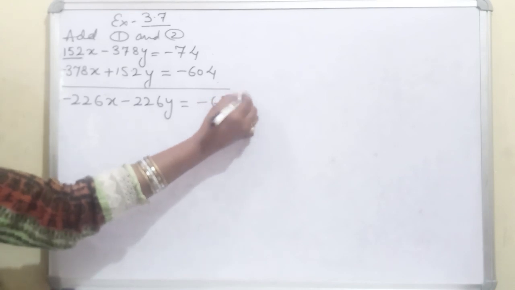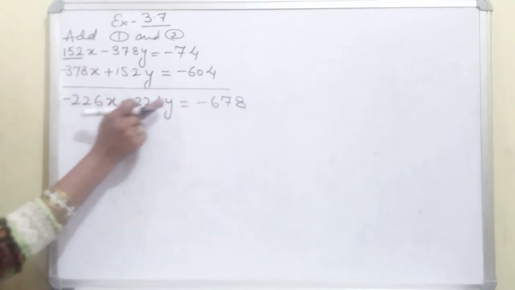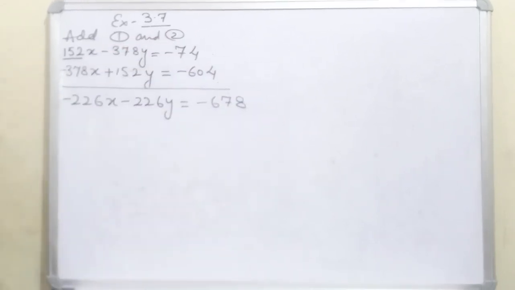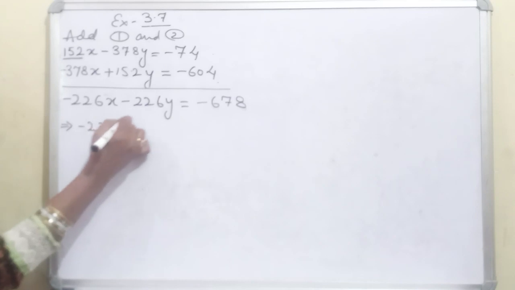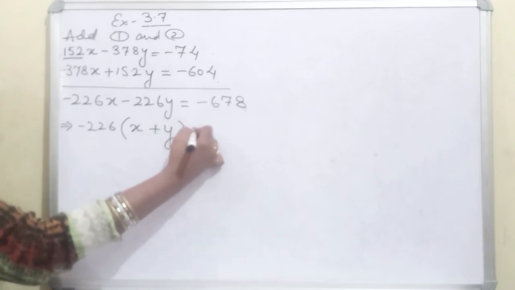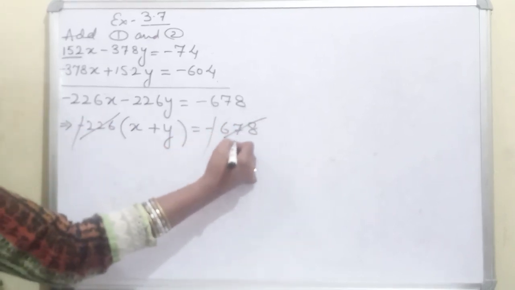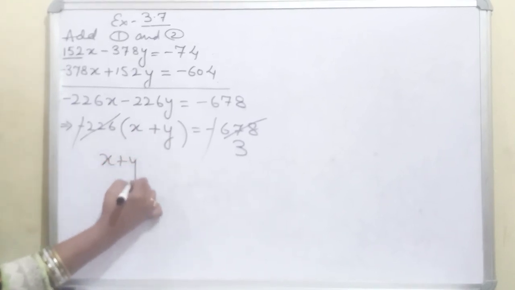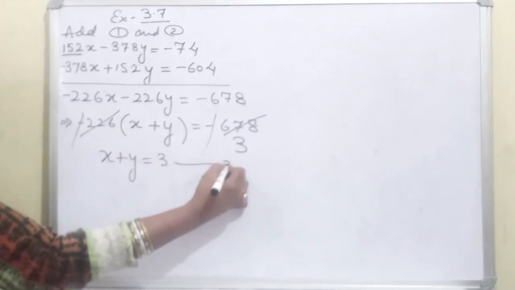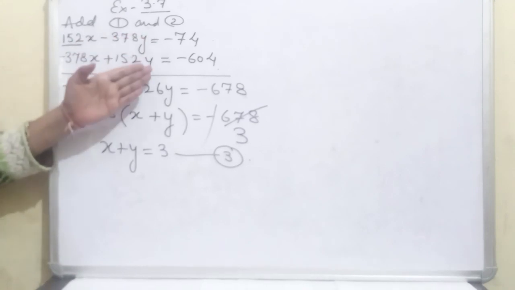Minus 670 and 8, minus minus, of course, is common. If you observe, 226 can also cancel out of the whole equation. So you can take minus 226 common. What do you get inside? x plus y equals minus 678 over minus 226, and minus and minus cancel each other. 226 threes are 678, so the equation is x plus y equals 3. I get this equation from adding equations 1 and 2.